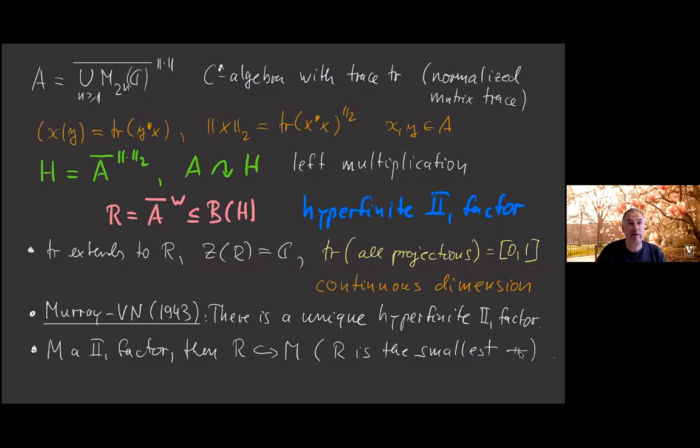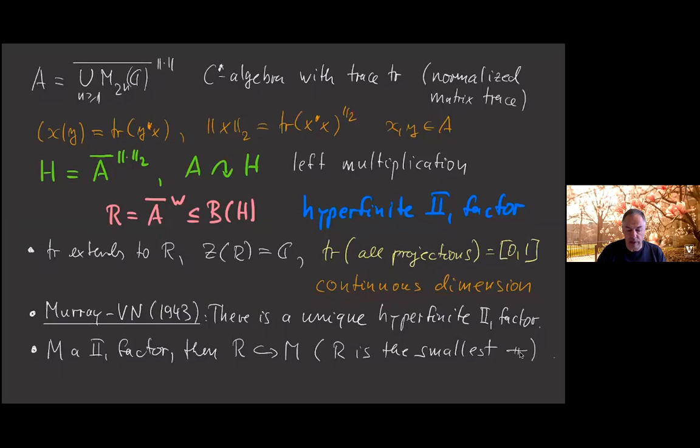This is, of course, a very interesting feature, right? Because you know that if you take the matrix trace of a projection in the n by n matrices, well, what is it? If it's not normalized, it's just the dimension of the space onto which the projection projects, right? So you can therefore think of this trace as a notion of continuous dimension that naturally comes with every II_1 factor, in particular the hyperfinite II_1 factor.